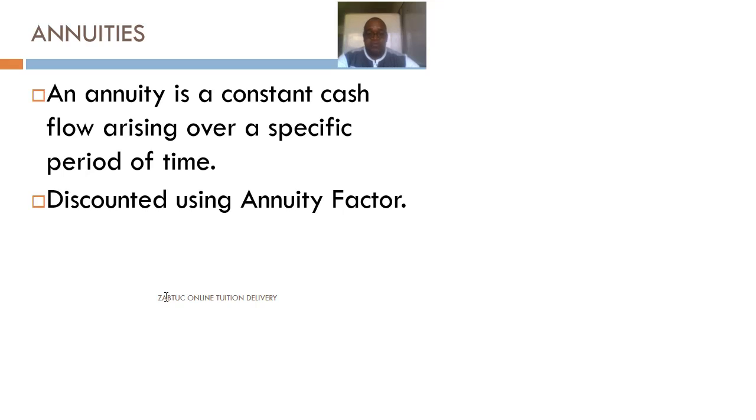In investment appraisal, also, your syllabus expects you to know how to discount annuities. You should know how to discount an annuity. So what is an annuity? Well, an annuity is a constant cash flow arising over a specific period of time. So an equal cash flow over a specific number of years. But here's the point. How do you discount the annuity? You simply use an annuity factor.